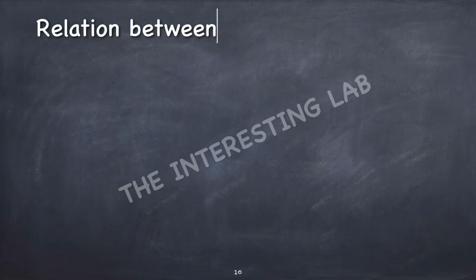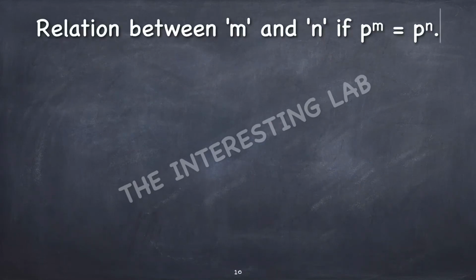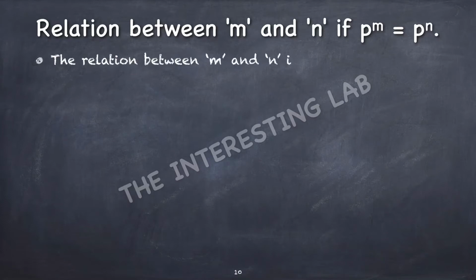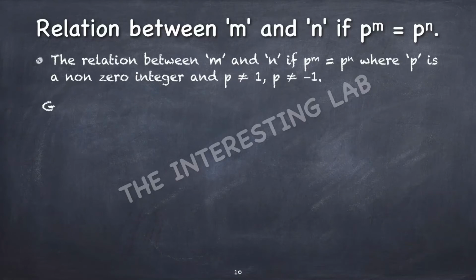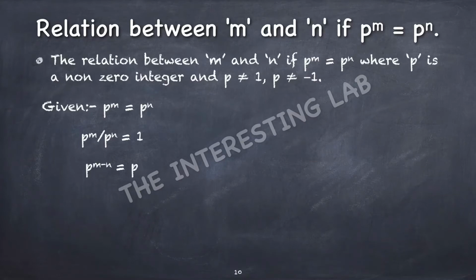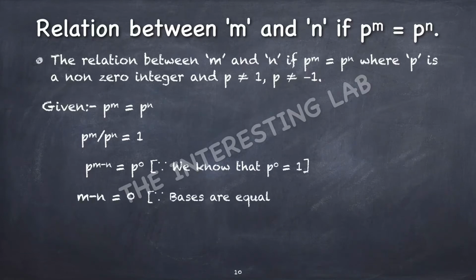Relation between m and n if p power m equals p power n, where p is a non-zero integer and p is not equal to 1. Given p power m equals p power n. P power m by p power n equals 1. P power m minus n equals p power 0. We know that p power 0 is equal to 1. So m minus n equals 0. Bases are equal, so powers will also be equal. Therefore, m equals n.